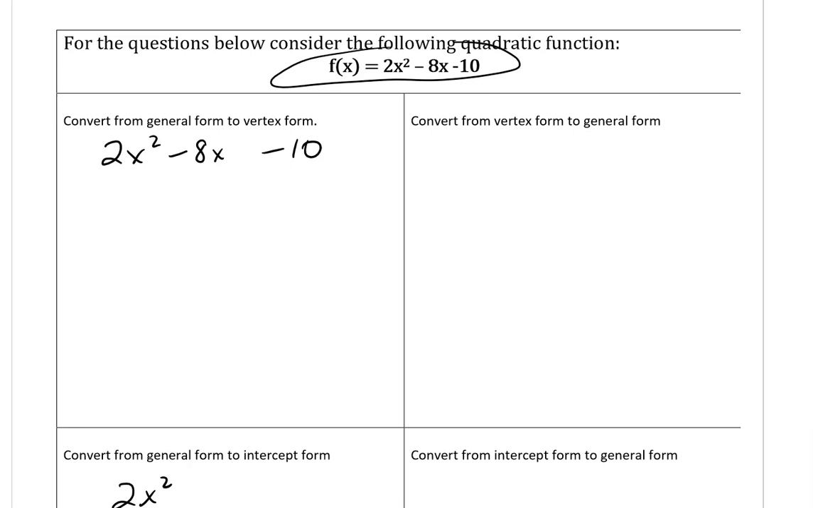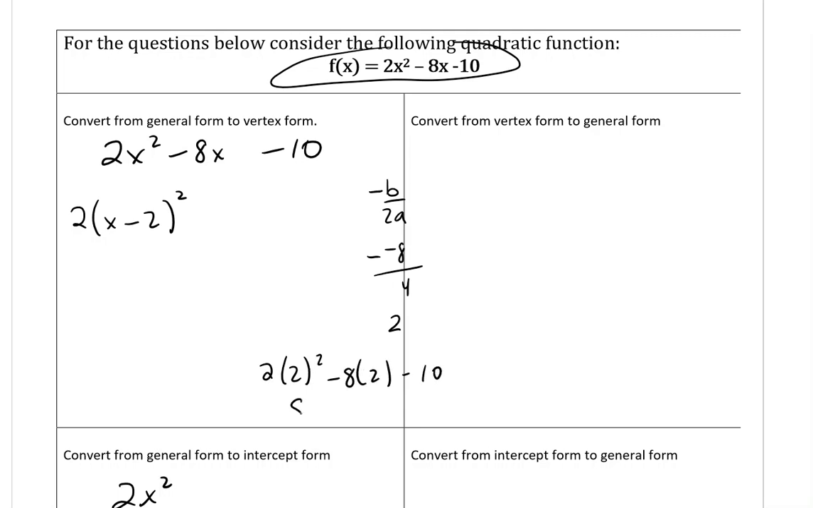So there's a couple of ways. I don't think you've seen completing the square, so I'm not going to do that. What I'm going to do is find the vertex with negative b over 2a and go negative 8 over 4, which is 8 over 4, which is 2. And 2x minus 2 squared. And then if I put in a 2, the answer is 8 minus 16 minus 10, which is negative 18.